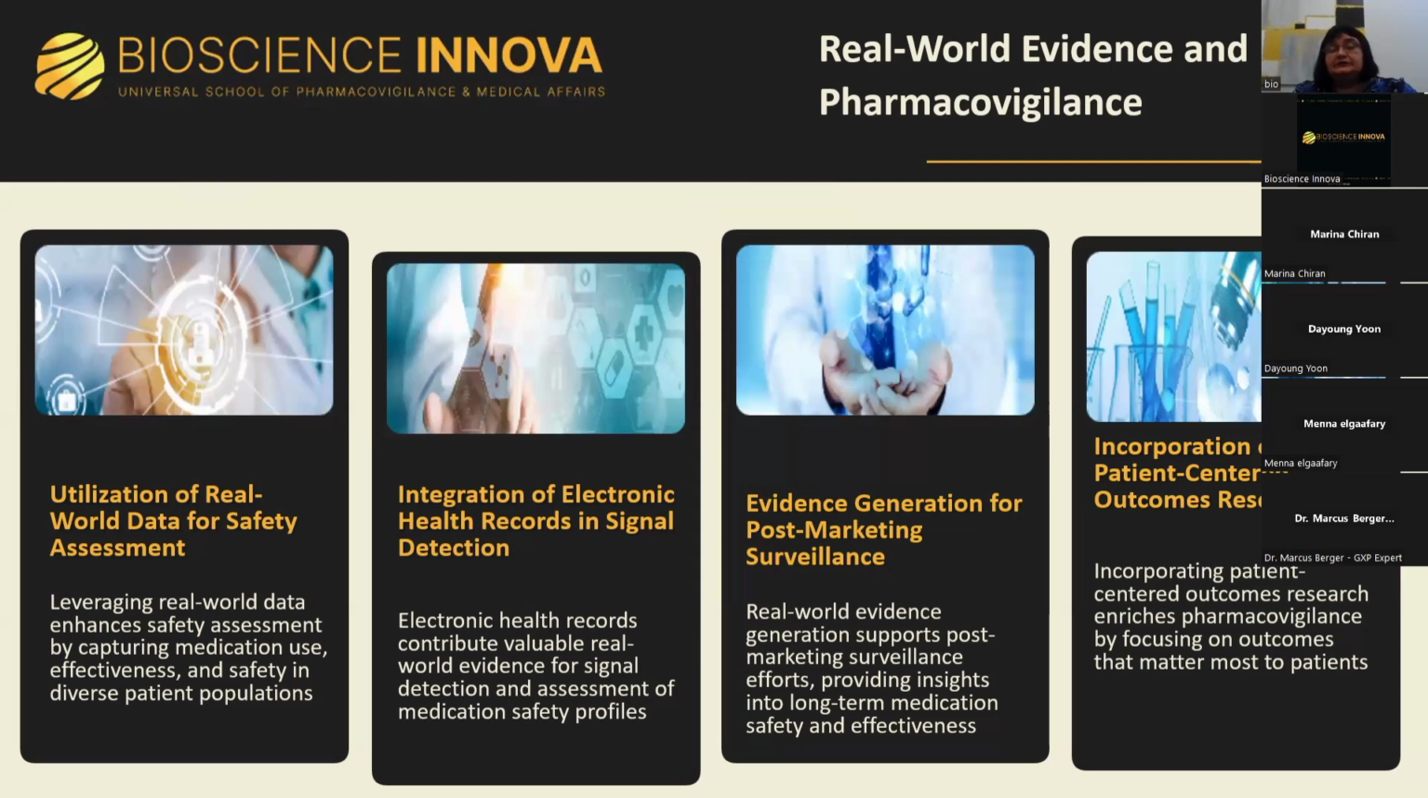Evidence generation for post-marketing surveillance: real-world evidence generation supports post-marketing surveillance efforts, providing insight into long-term medication safety and effectiveness. Incorporation of patient-centered outcomes research: incorporating patient-centered outcomes research enriches pharmacovigilance by focusing on outcomes that matter most to patients.